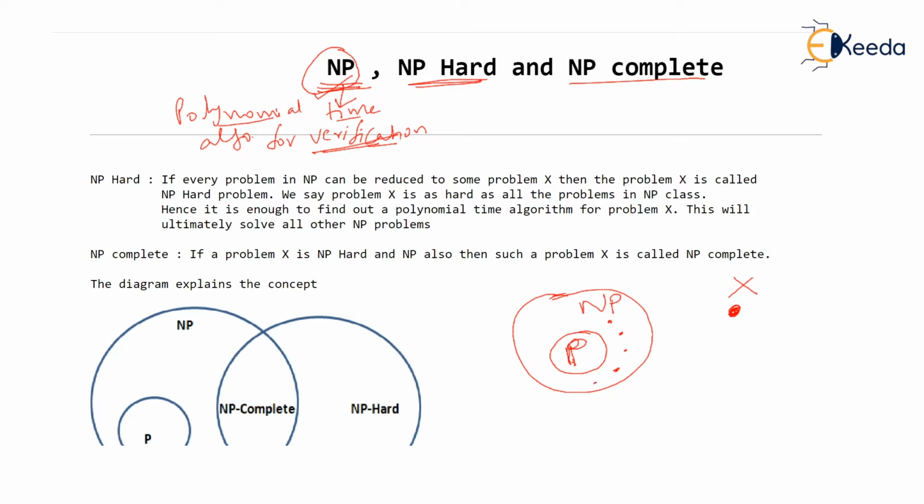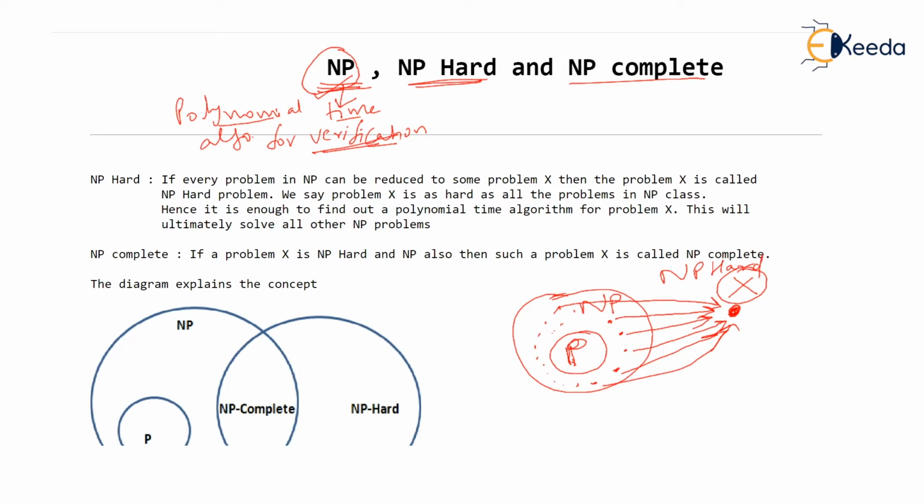Every problem in NP, there are many problems which are NP, non-deterministic polynomial time algorithms. If every problem is reducible to problem X, check the word, every problem in NP, whatever thousands, millions, 10 millions, whatever amount of problems are there in NP, if all of these problems are reducible to X, then we say X is NP hard problem.